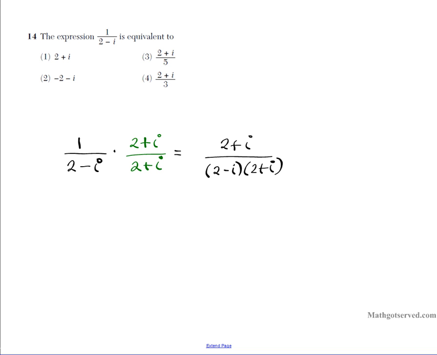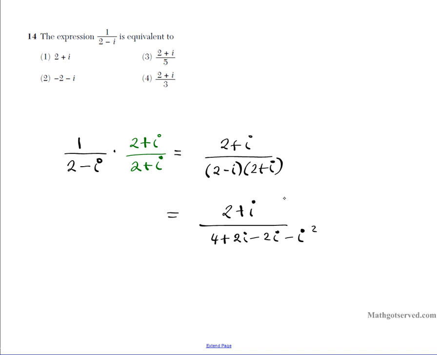We just FOIL it out, or you double distribute, whichever one you like. So 2 plus i. If I'm doing the bottom, 2 times 2 is 4. 2 times i is 2i. i times 2 is negative 2i. And then i times negative i is negative i squared.